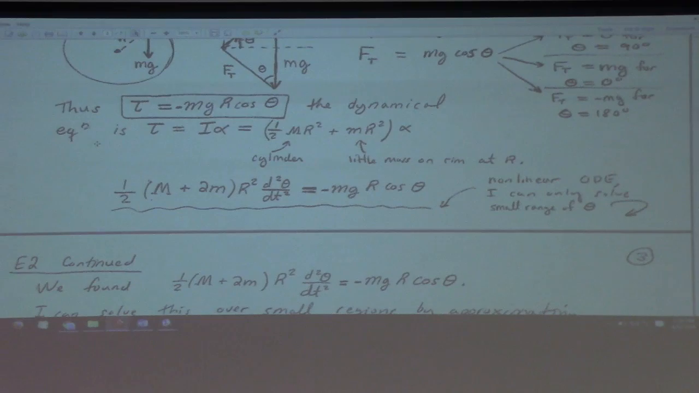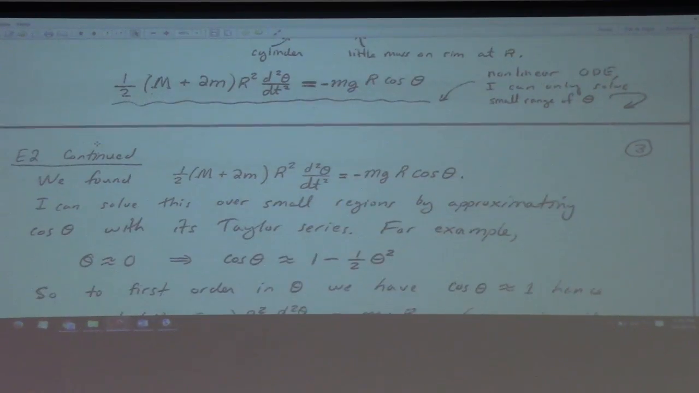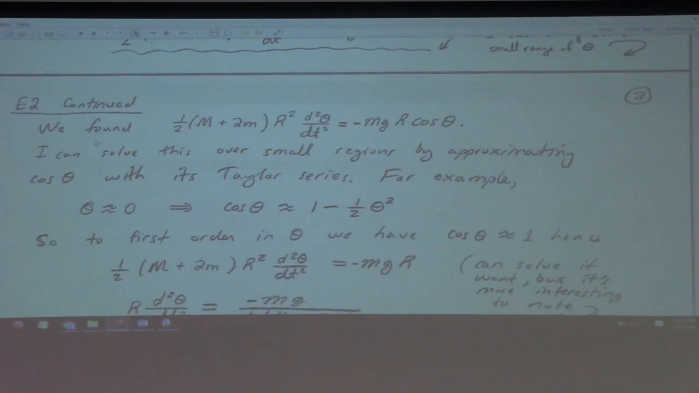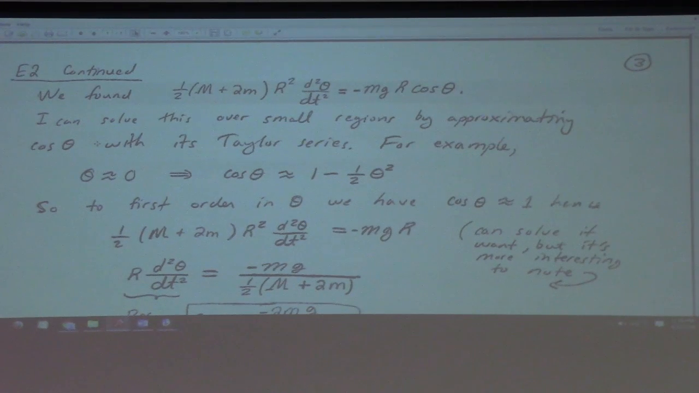Now, I've been talking to some subset of you about the importance of power series approximations. This is actually an example where we use it. We replace the cosine with this in principle, right? And if you just keep the first term, then you've got this differential equation.